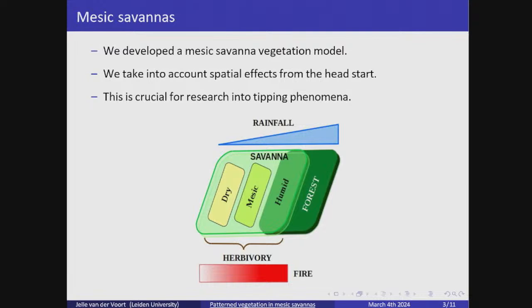For mesic savannas, it's important to note that there's more water availability than in the dryland spectrum, so that savanna trees can thrive, but there's not enough water yet for forest trees to be there. We decided to create our own new model because we wanted to take into account the spatial effects from the beginning, because this is crucial when looking into vegetation patterns.